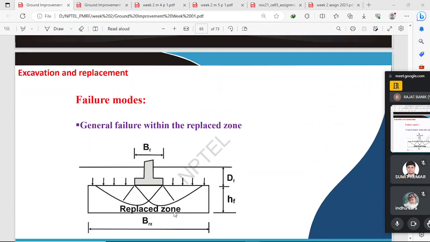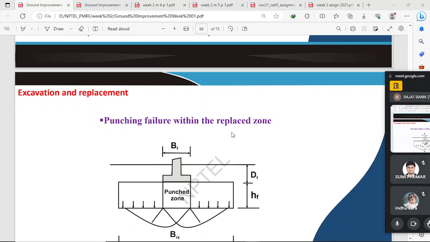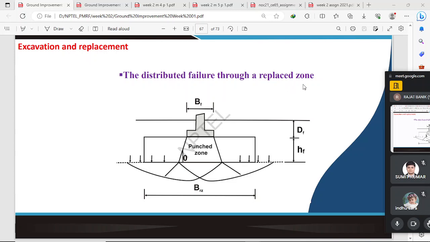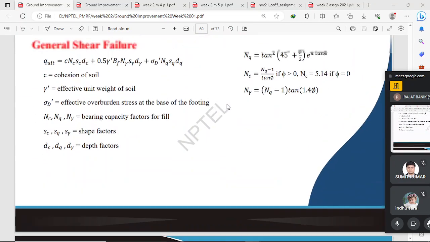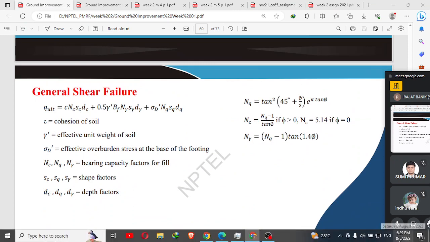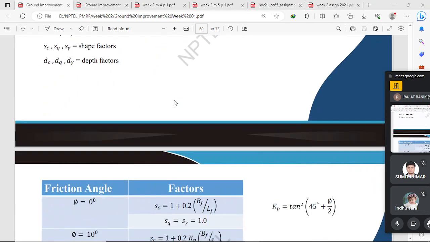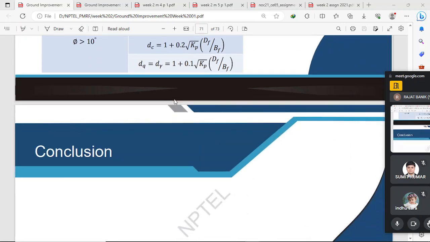And we also learn about the different failure modes for the excavation and replacement technique. One is general shear failure, another one is punching failure, both within the replaced zone. Another one is distributed failure through the replaced zone. Another one is punching failure into the underlying weak soil of the replaced zone. We also see the bearing capacity formula for general shear failure, and learn the different shape factors and depth factors of this formula, the bearing capacity factors, and what the formulas are.